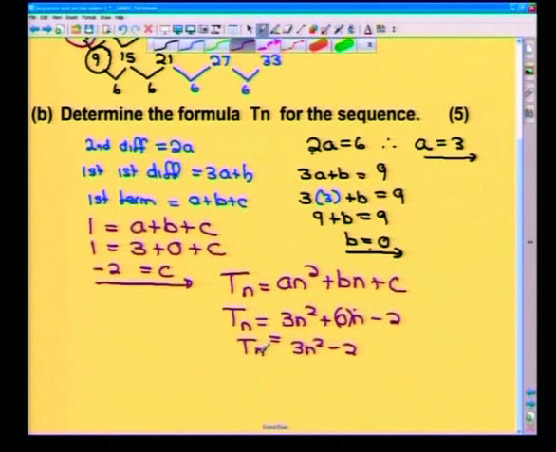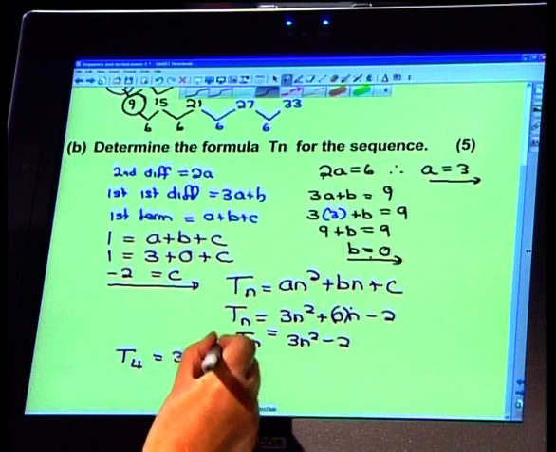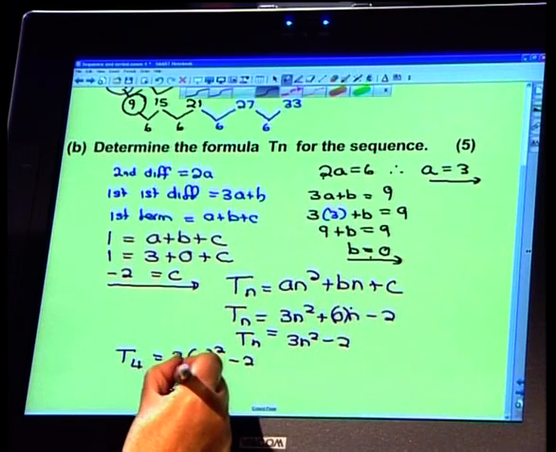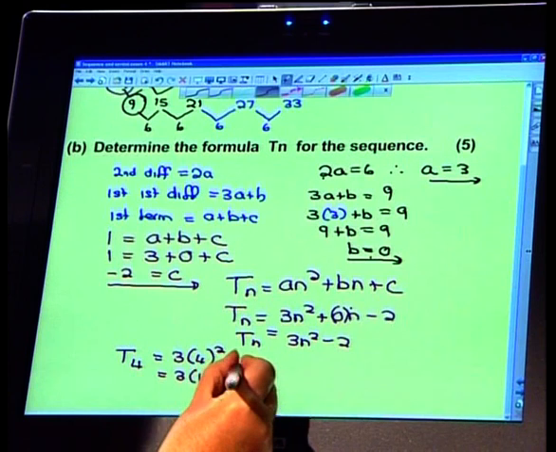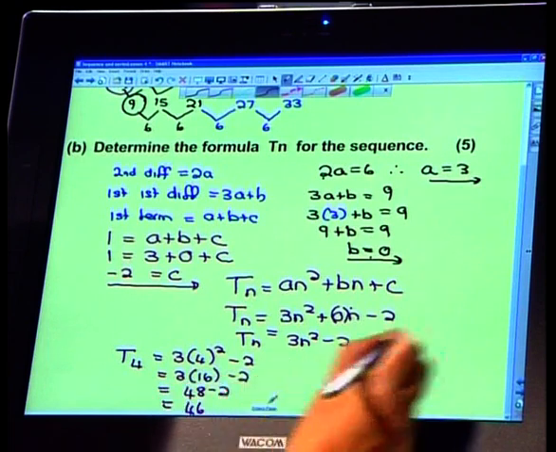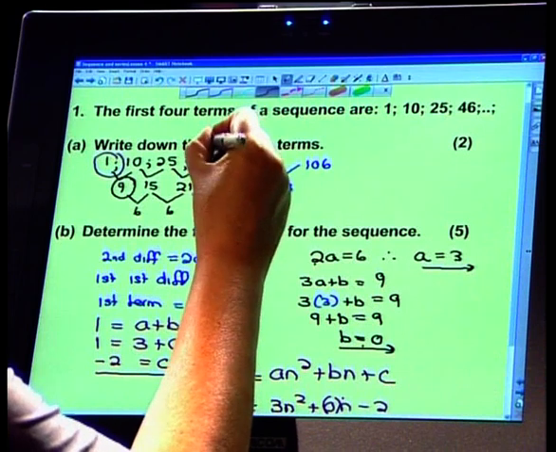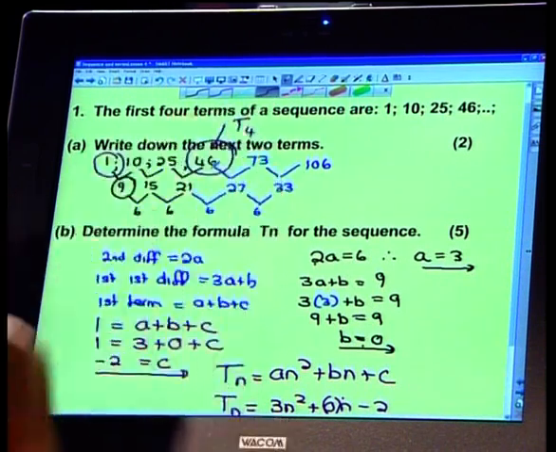Right, let's check if this is the correct formula, because obviously we need to make sure about that. Once you get comfortable with this, you won't need to even do that. So let's say I want to work out the 4th term. Well, what would I do? I'd say it's 3 times 4 squared minus 2, which would be 3 times 16 minus 2, which would be 48 minus 2, which would give me 46. Let's see if that's correct. Yes, it certainly is. There it is. My 4th term is 46.